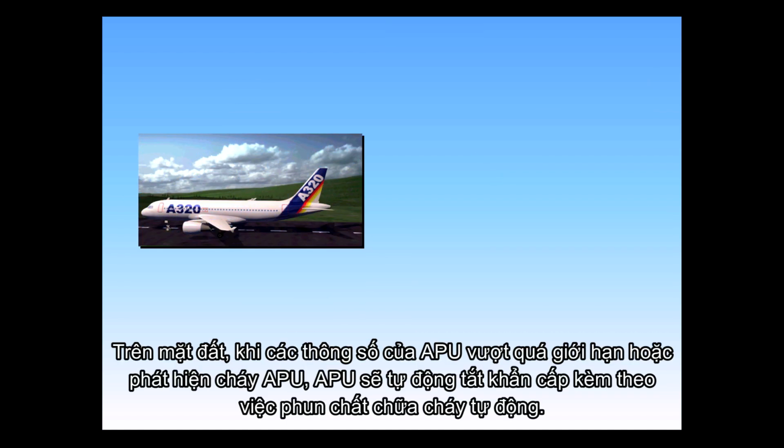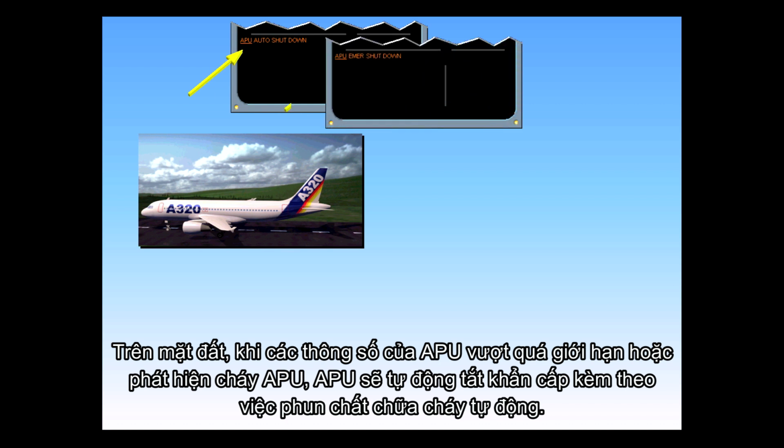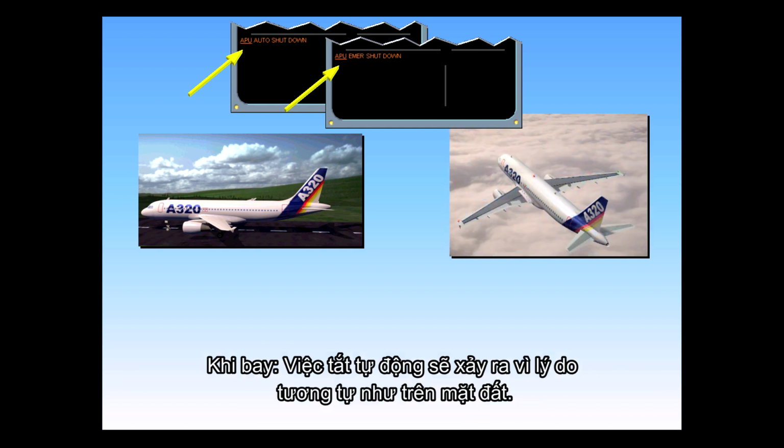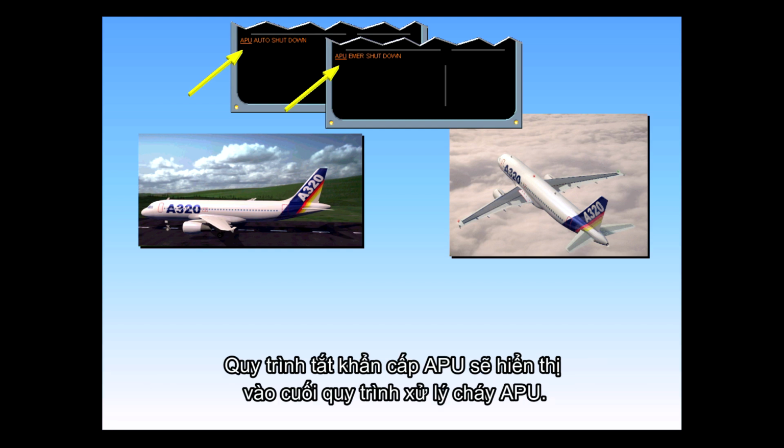On the ground, an auto shutdown occurs when APU parameters are exceeded. An emergency shutdown with automatic extinguishing occurs if an APU fire is detected. In flight, an auto shutdown will occur for the same reasons as on the ground. If an APU fire occurs, the crew must take action. There is no automatic shutdown or extinguishing. The APU emergency shutdown procedure is displayed at the end of the APU fire procedure.